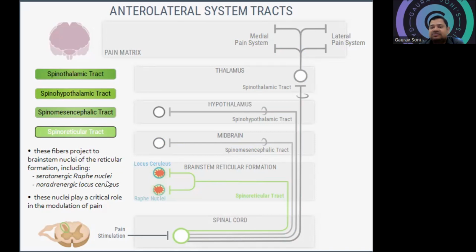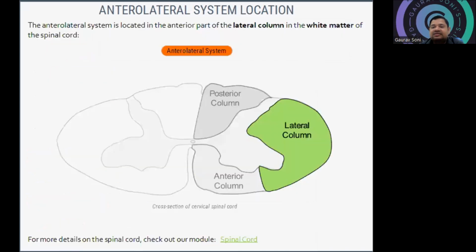So this is an overview of the anterolateral system tracts. Where are they located? You can see the anterolateral system is located in the anterior part of the lateral column in the white matter of the spinal cord.